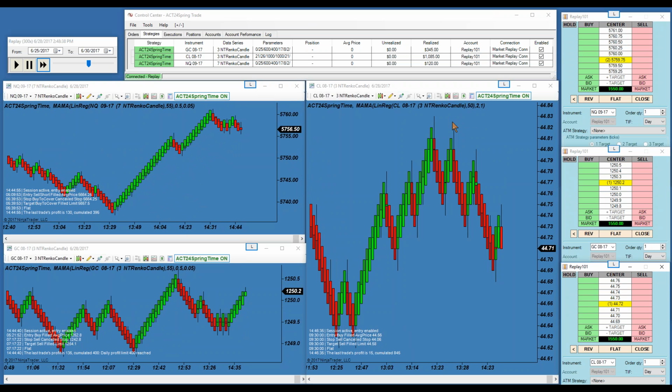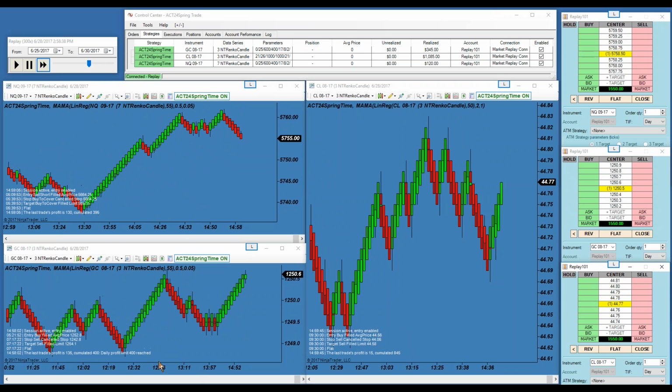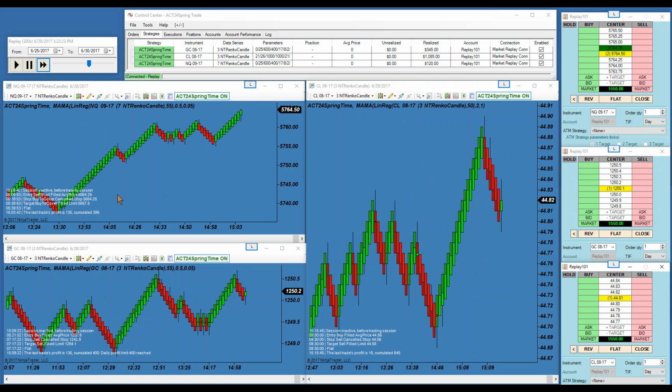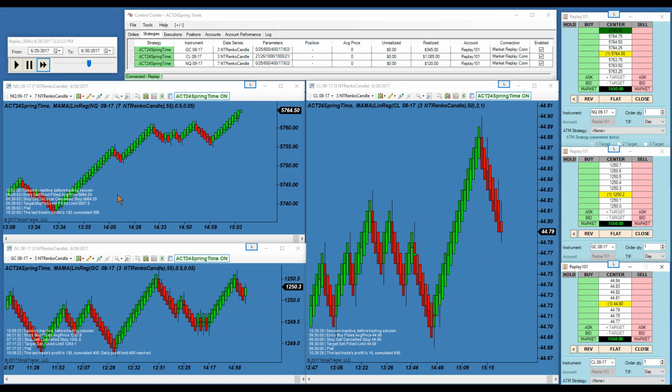So you can see by these numbers down here, 845, 400, and 395. One day takes you way into profit. One decent day.